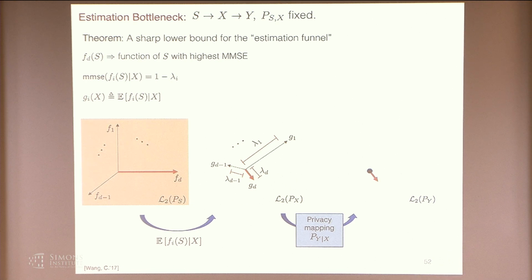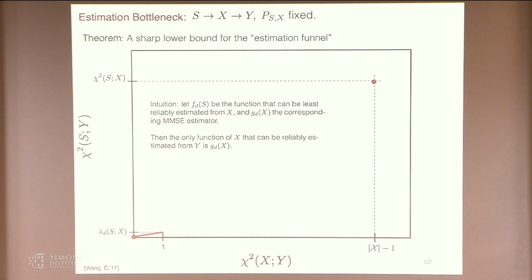We don't know if we can do that exactly. Hence, it's a lower bound. But this gives us the first part of the lower bound of the region for the estimation funnel, the privacy funnel.